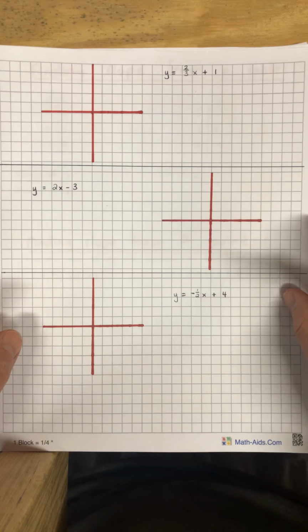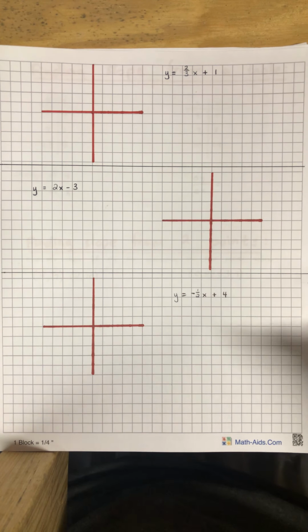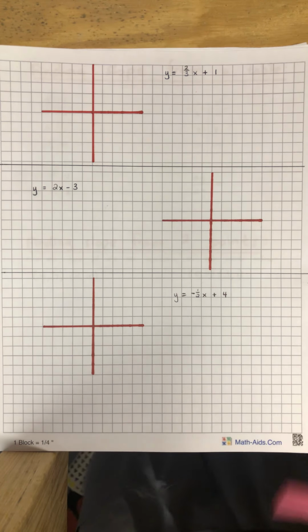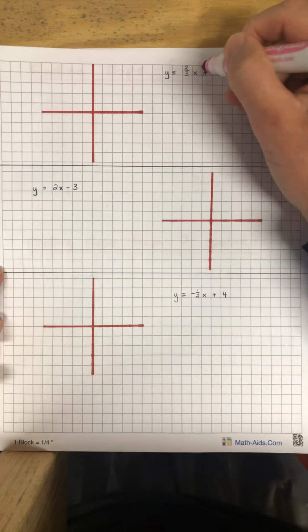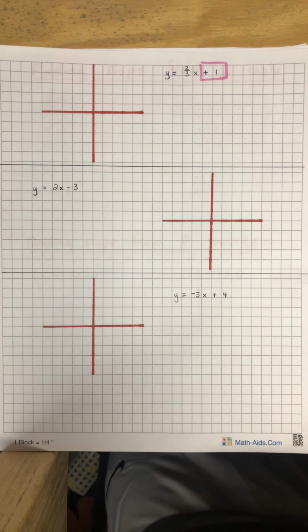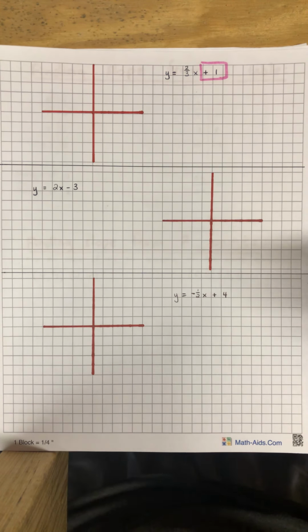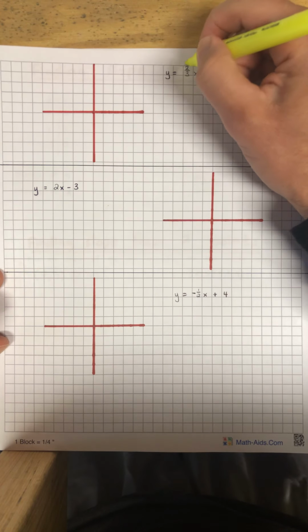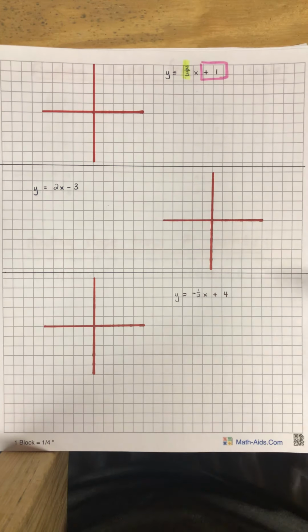First equation that we have here is y equals 2/3 x plus 1. As I said, the first thing I'm going to do is show my y-intercept. It is 1 because it's the number that is by itself with no variable. And the number that's in front of x is 2/3. So I know my y-intercept and I know my slope.